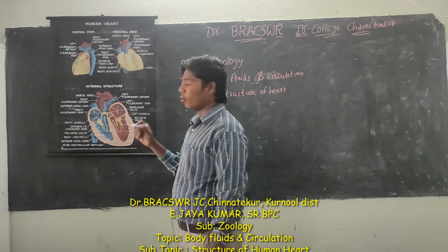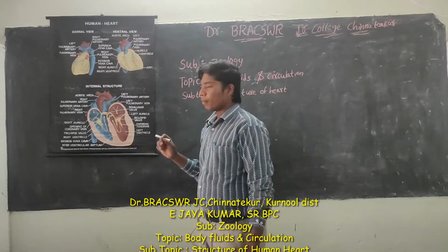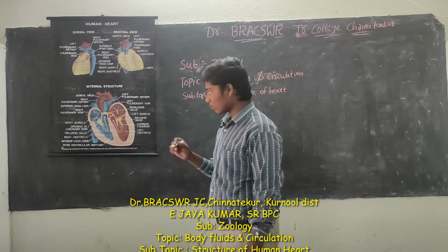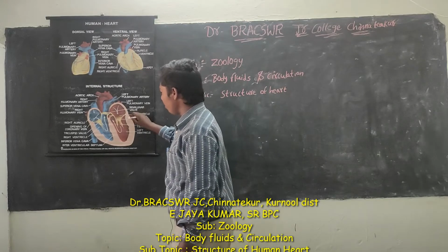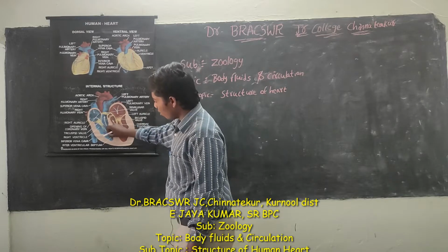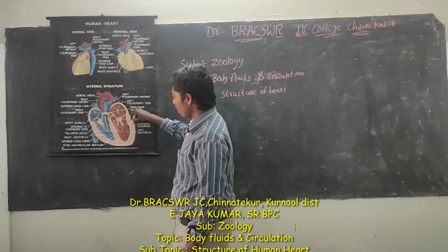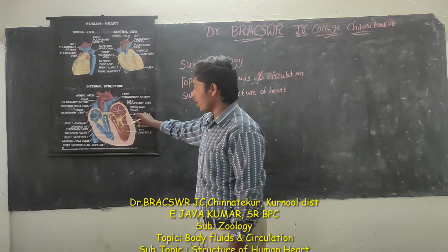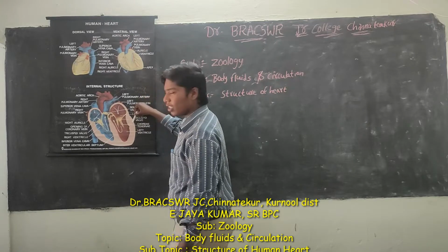In the human heart, there are four parts mainly: pericardium, heart wall, external structure, internal structure. Pericardium is double-walled. One is the outer pericardium and the other is the inner pericardium. Between these two pericardia, pericardial fluid flows, which reduces friction and allows free movement of the heart.